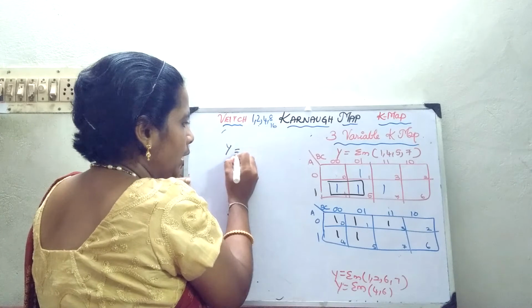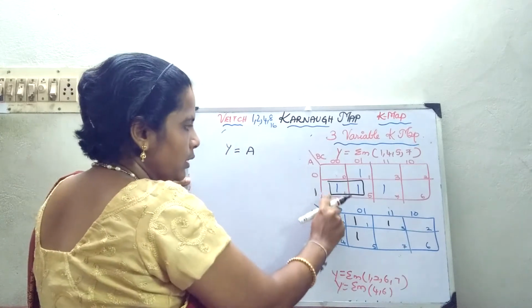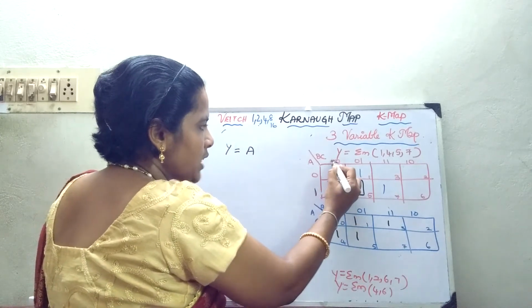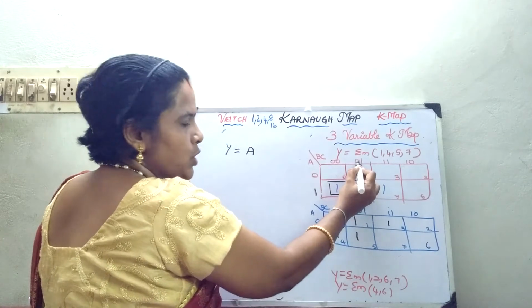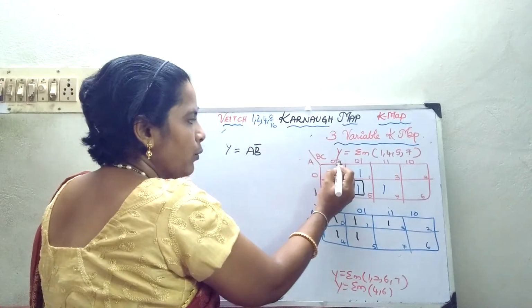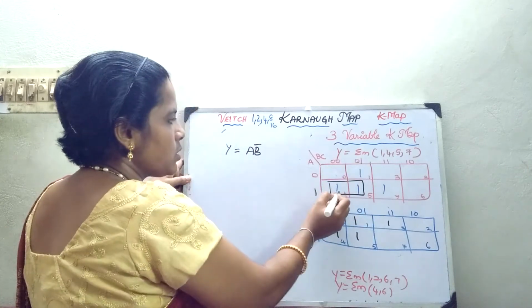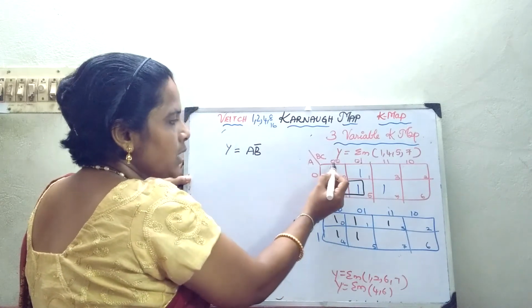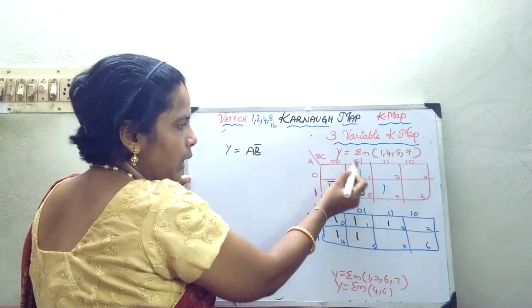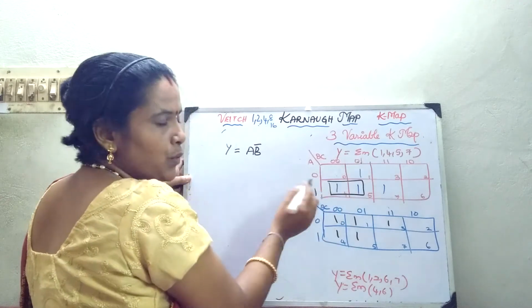So y is equal to a. For this it is a, and check the first variable 0 0, it is matching. So it is b bar. The second variable is 0 1. So there is a bit change. So you should not consider. So this is the expression for this a. Check the first variable, it is matching. So b bar. Here it is not matching, leave it. So first term is over.